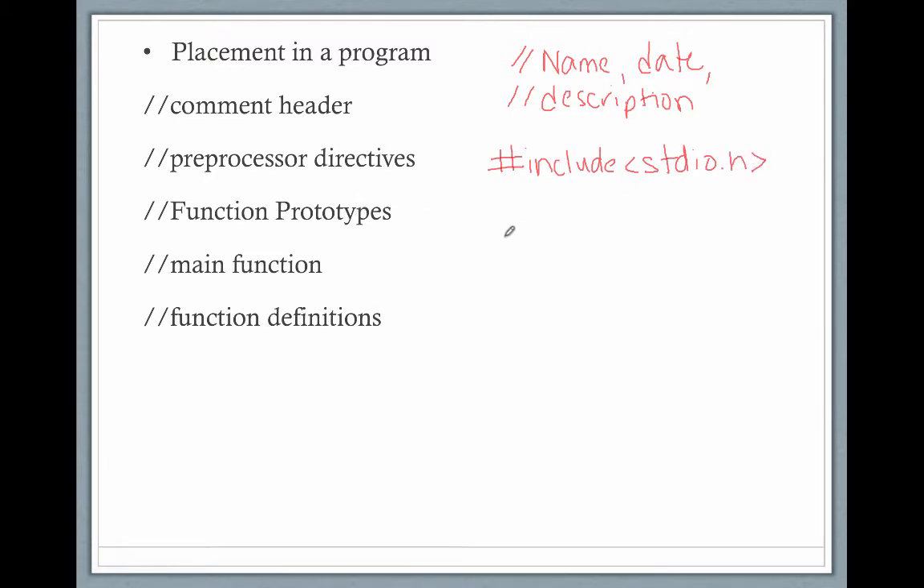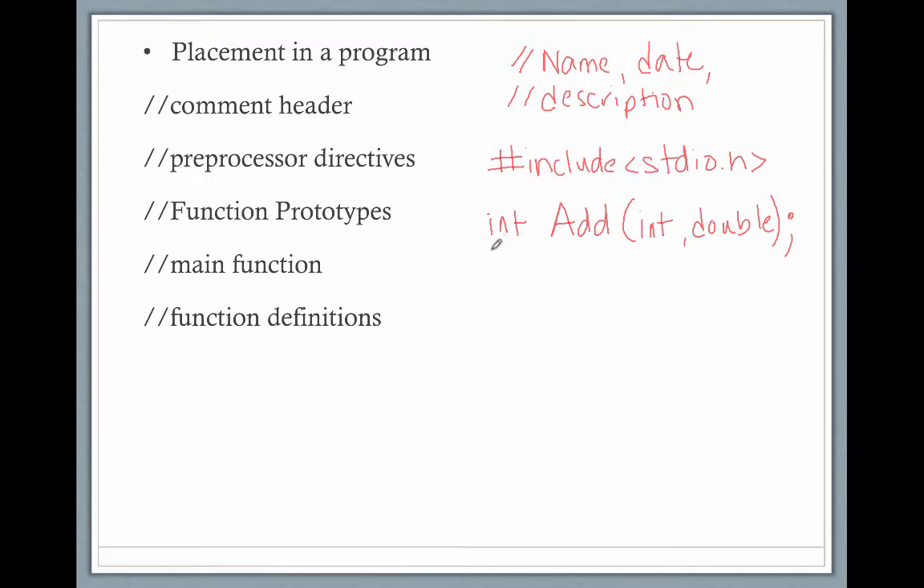So if, for example, I had a function called add, the return type was an integer, the name of the function was add, and the function took an integer and a double as its arguments, then this would be my function prototype. And I can have as many function prototypes as I need.